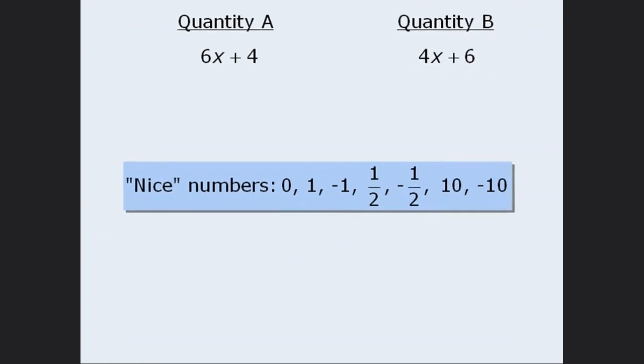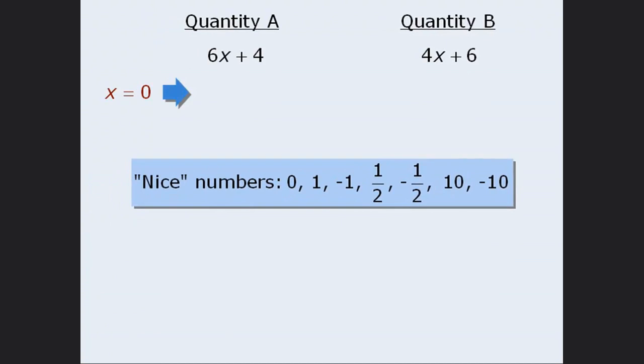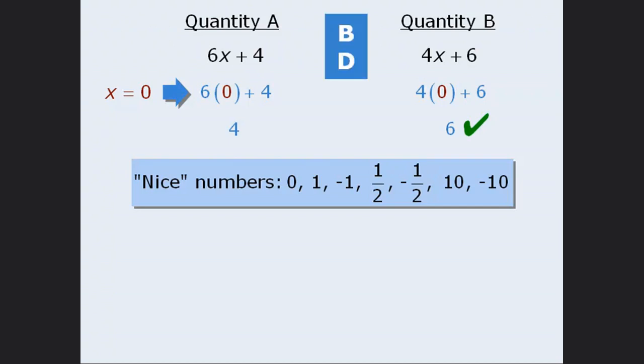Let's begin with 0. If x equals 0, then we'll plug 0 into the two quantities and then evaluate to get the following. Since quantity B is greater than quantity A here, we know that the correct answer must be either B, quantity B is always greater, or D, the relationship cannot be determined. This is a great feature of the plugging in numbers approach. After very little work, we can quickly whittle the number of possible answer choices down to just 2.